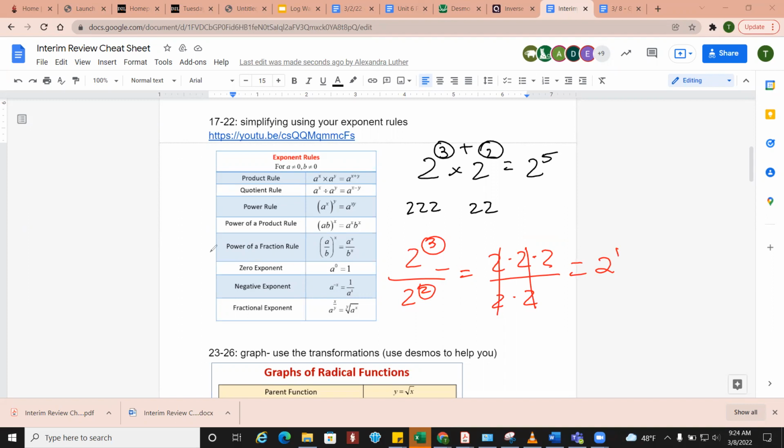You need to know the 0 rule though. This is one you need to know. Anything raised to the 0 power is 1. There will be a question on there. They try to get you with that every single time. Know your negative exponent.